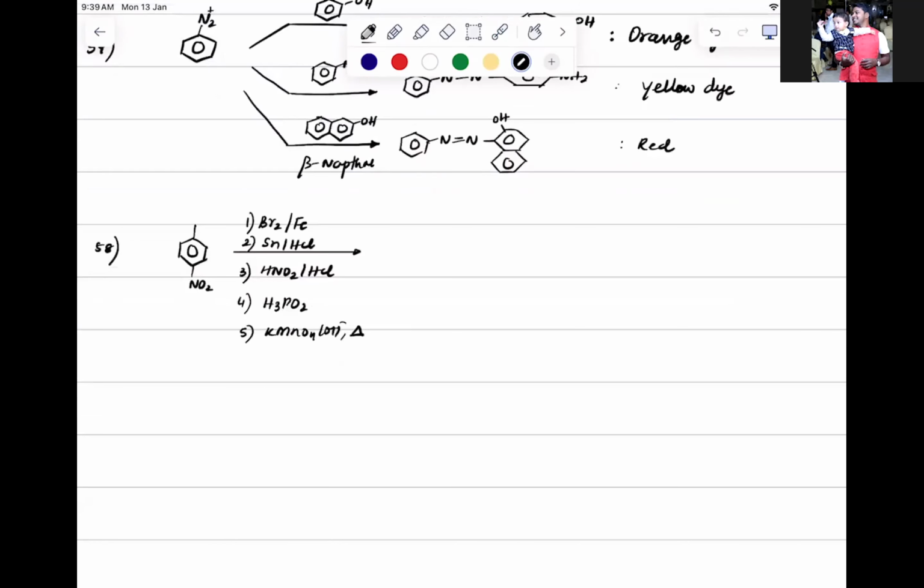So check. First bromination. Bromination will happen here. Then reduction. Reduction of this group will become NH2. Then diazonium salt. After that H3PO2. That means this entire thing will go. Only benzene will remain. After that KMnO4, which will make it oxidation of the methyl group. So that makes.